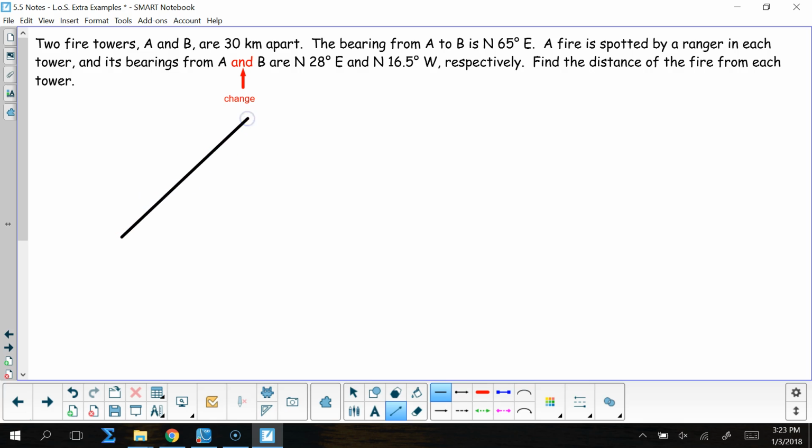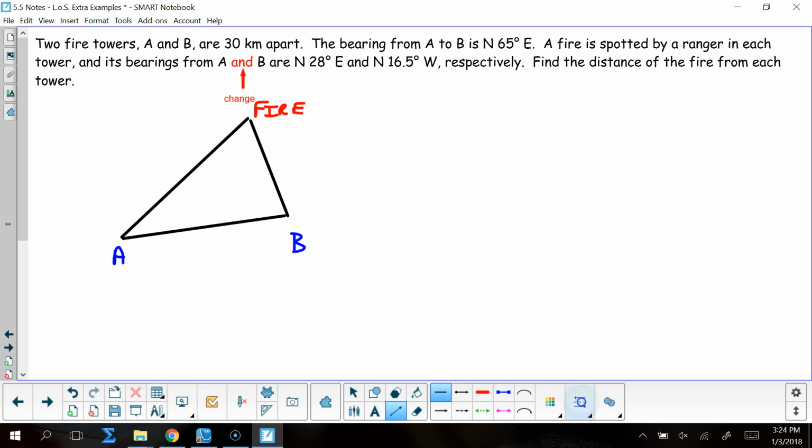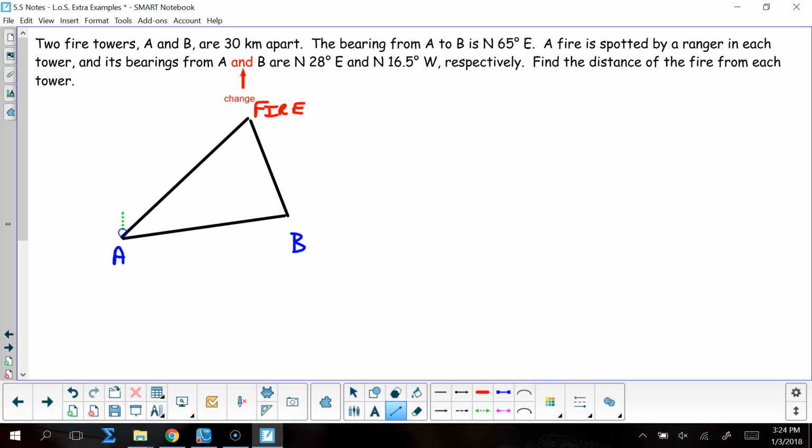So first off, that's going to be the representation of our, here is going to be the fire. This is going to be Tower A and Tower B. Okay? So north 65 degrees east from A to B. Excuse me. So that tells me, let me get this in here, and then let's go with that color.